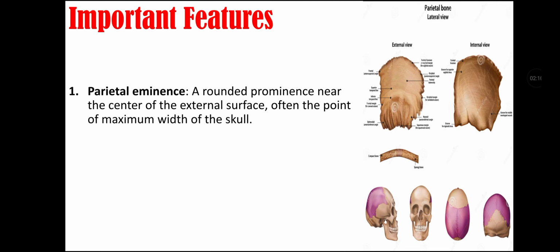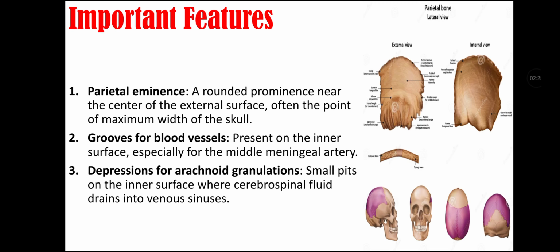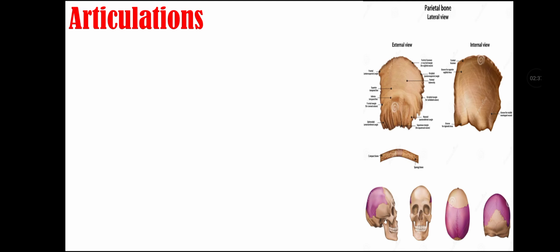Important features of parietal bone include the parietal eminence, that is a rounded prominence near the center of the external surface, often the point of maximum width of the skull. Second, we have grooves for blood vessels that are present on the inner surface, especially for the middle meningeal artery. Then we have depressions for arachnoid granulations, that are small pits on the inner surface where cerebrospinal fluid drains into venous sinuses. Articulation of parietal bone.